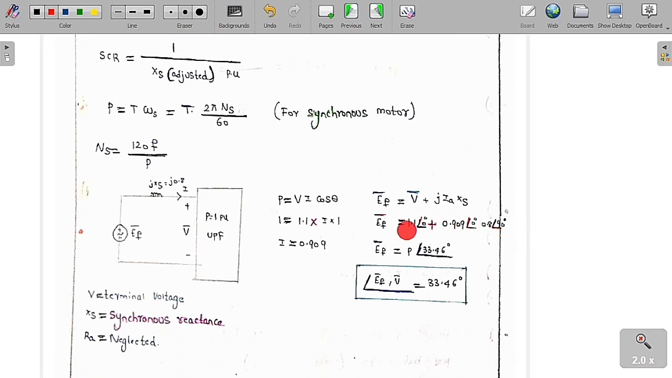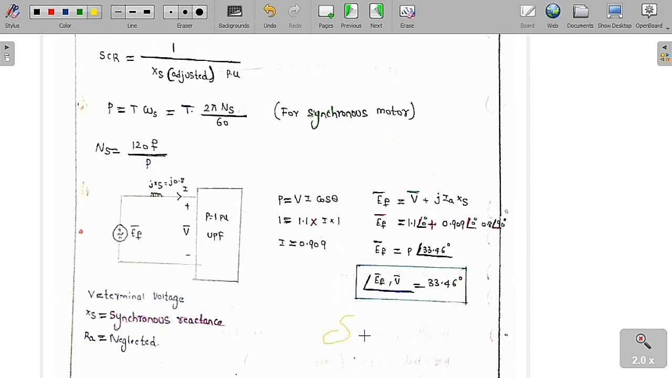If you solve this equation, we are going to finally get EF bar as some value at an angle of 33.46 degree. So now we can say the phase angle between the EF and V, called delta, is nothing but 33.46 degree. Like this we have to find delta. These things I have already told you.